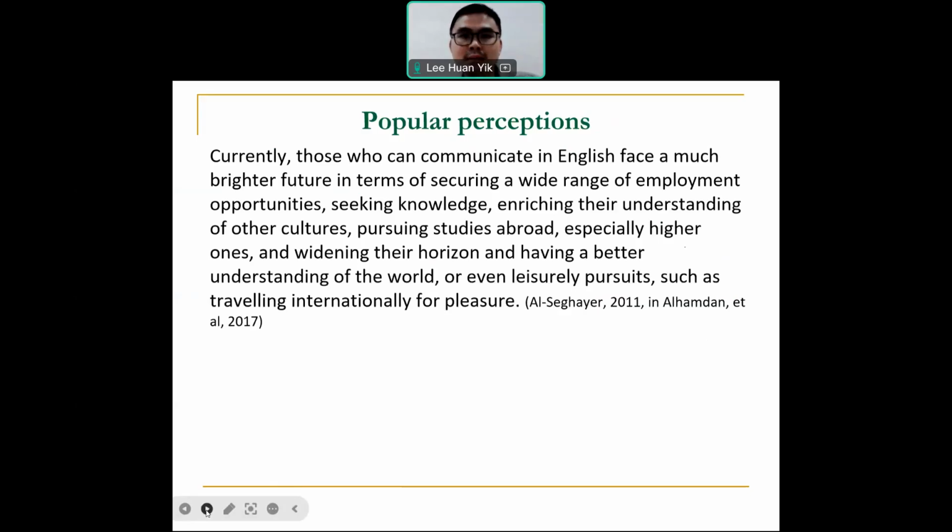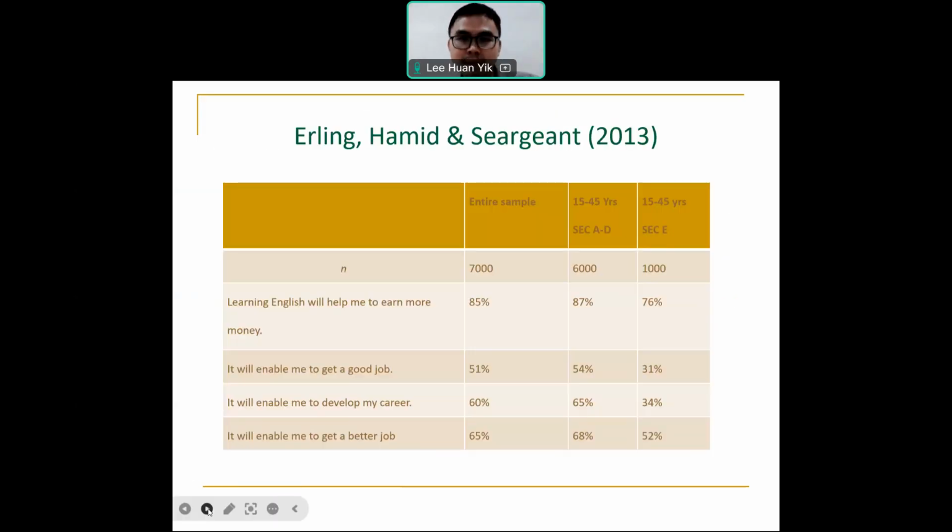So people tend to communicate in English. They want to go for higher education, right? Wider horizon, more opportunities, and maybe better understanding of the world. Yeah, they want to travel. They want to migrate, and so on and so forth. So that's the popular perception, right? And we can look at this, right? So people say learning English will help you earn more money, and that's the perception that people have, right?